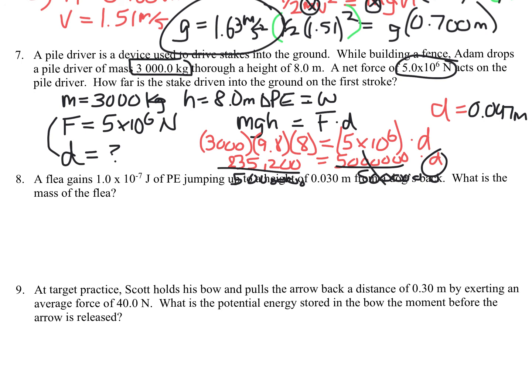So when you drop this pile driver, the fence went down almost 5 centimeters. That seems realistic to me. So there we go. Solve for D, but I had to use the energy work theorem. The energy work theorem says the work done on an object is also equal to its change in energy, which is why we could use that.